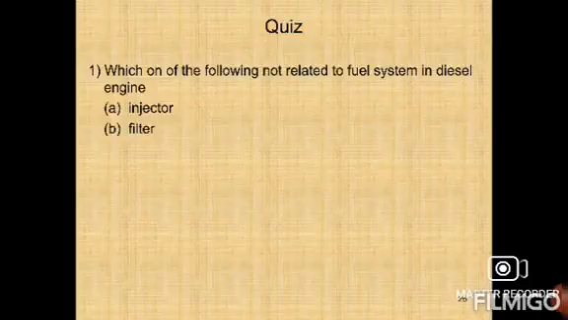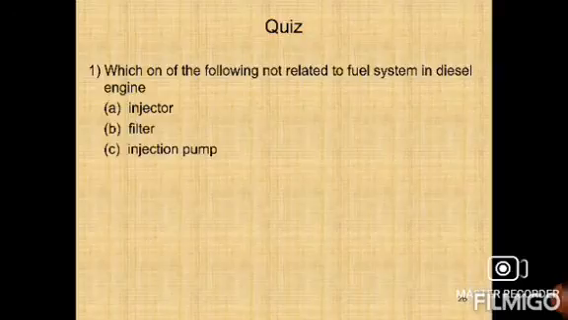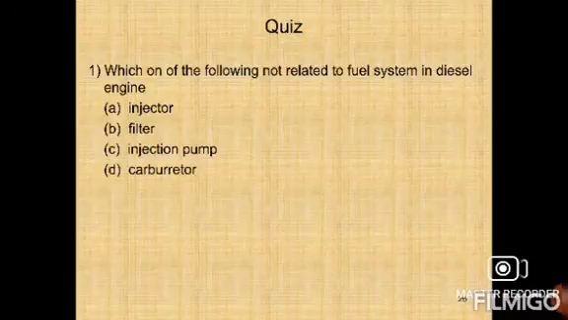In this case we have a small quiz. Which one of the following is not related to the fuel system? You can observe here: carburetor. In diesel engines we use the injector, the filter and the injection pump. Carburetors are used only in petrol engines.